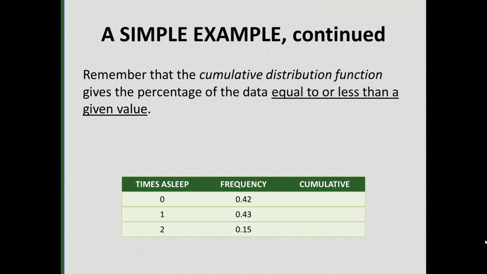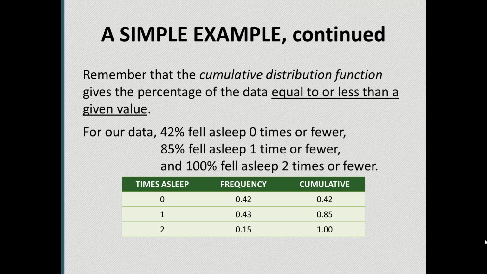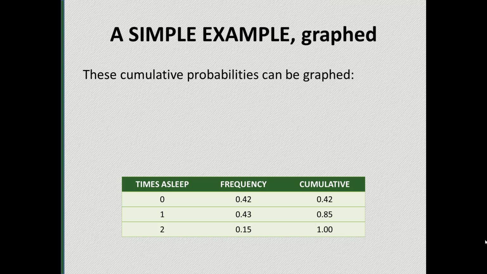Remember, the cumulative distribution function is the percentage of data equal to or less than a given value. And so, 42% of our class fell asleep 0 times or fewer, while 85% fell asleep 1 time or fewer, the 42 plus the 43, while 100% fell asleep 2 times or fewer. We can, of course, draw a picture.